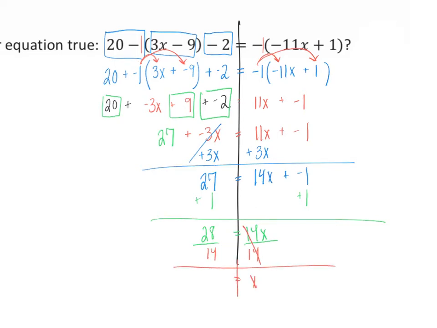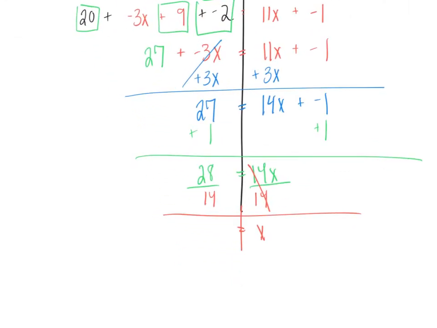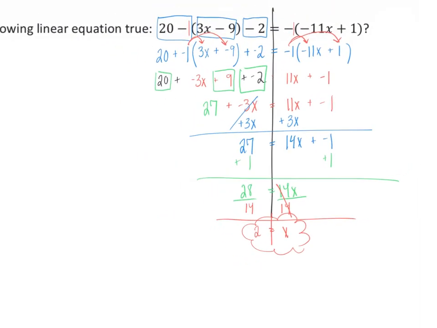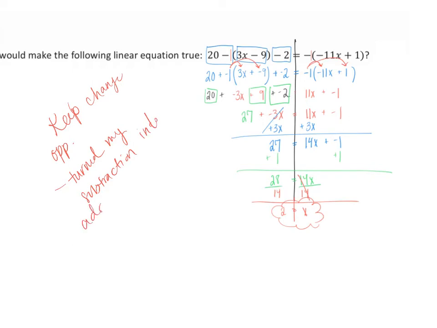Over here, this is not going to be a whole number. 14 won't go into that. Oh no, actually it will, sorry. 14 goes into 28 exactly 2 times. So my answer is 2 equals x. And my first step was to do keep, change, opposite. Turned my subtraction into addition. I did that to make it a lot easier on myself.